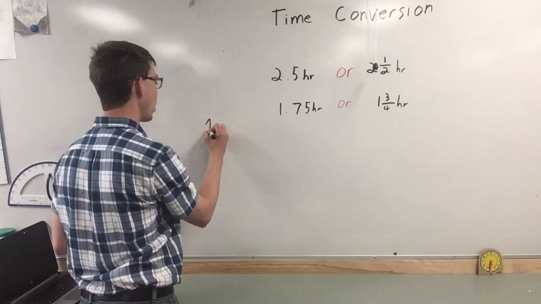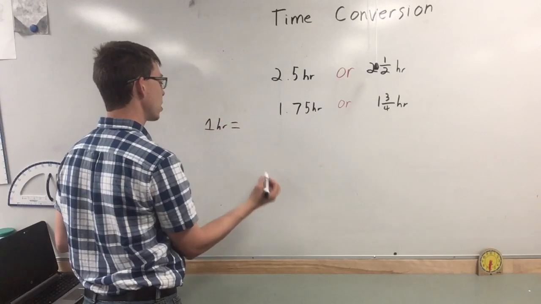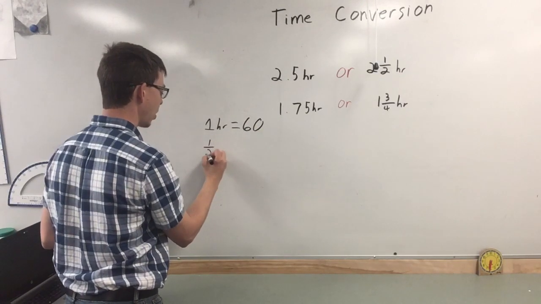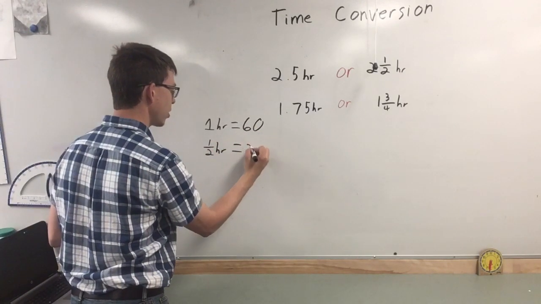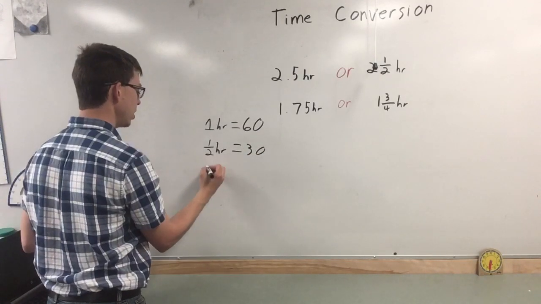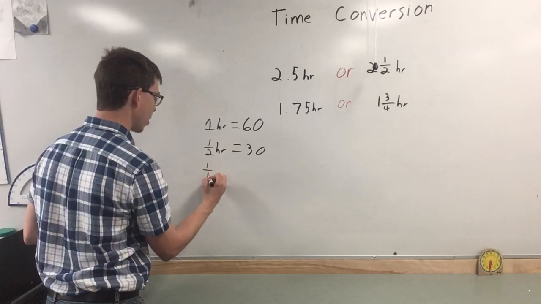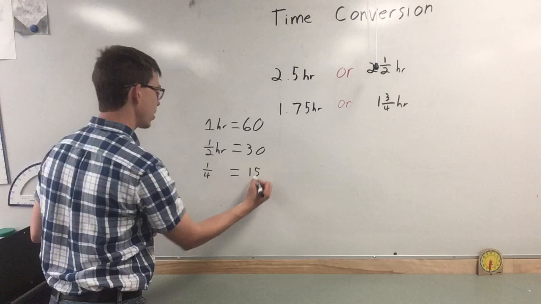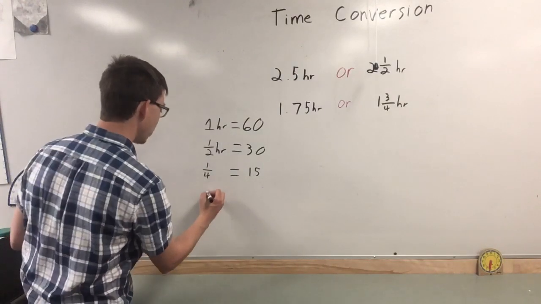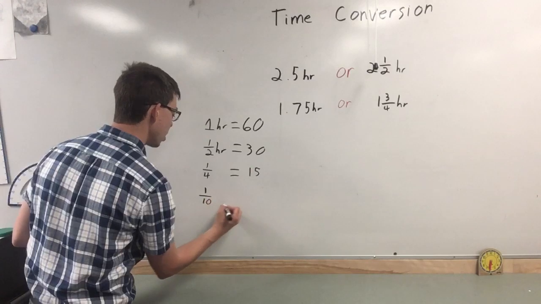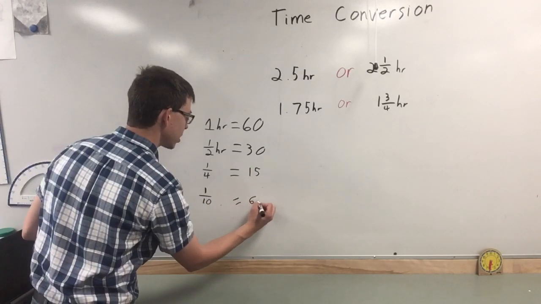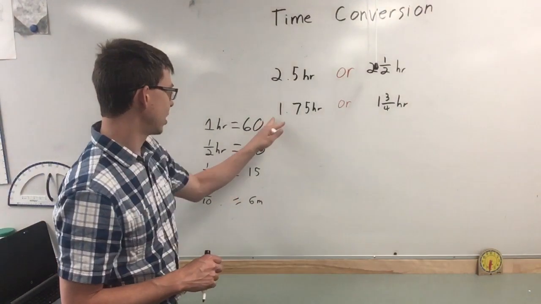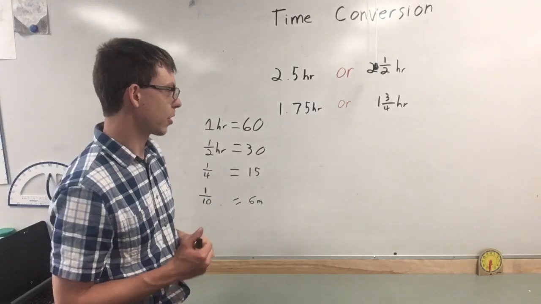So we know in 1 hour we have 60 minutes. And we know in 1/2 hour we have 30 minutes. And also we know in 1/4 hour we have 15 minutes. And if you want to break it down even more, in 1/10 of an hour we have 6 minutes. Okay? So we know now that we can actually figure this out.